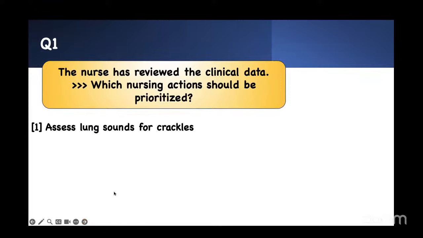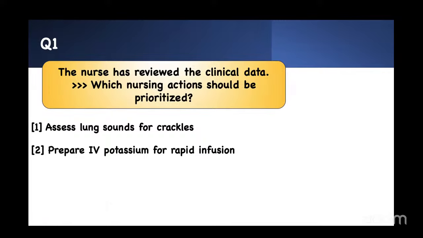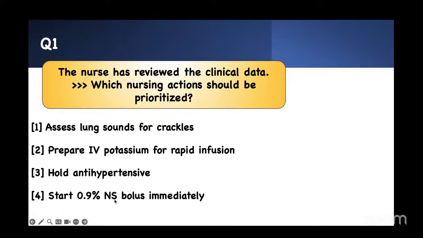Will you assess the client's lungs for crackles? Which one will you prioritize? Those are the options. Will you prepare to give the patient potassium? The potassium is what? 5.8. Will you hold all the antihypertensive medication? She has a history of hypertension and her blood pressure is 88 systolic. Do you start an IV bolus right away, 0.9% normal saline?